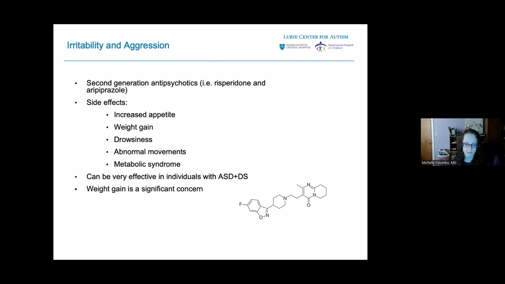Weight gain is a significant concern as many people with Down syndrome do struggle with obesity. And so over time, it's something that needs to be closely followed. But there are things that we can do to help mitigate that, whether it's medications or lifestyle changes. So while it is a significant concern, it is something that we are able to think about and manage.